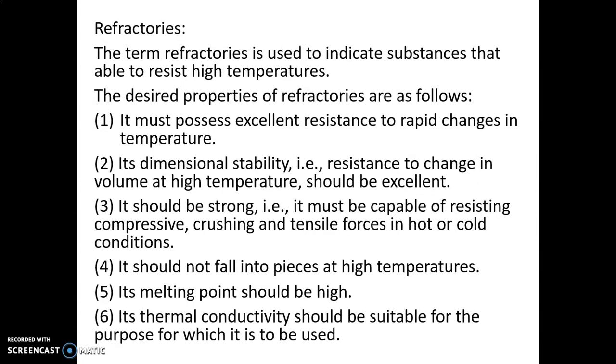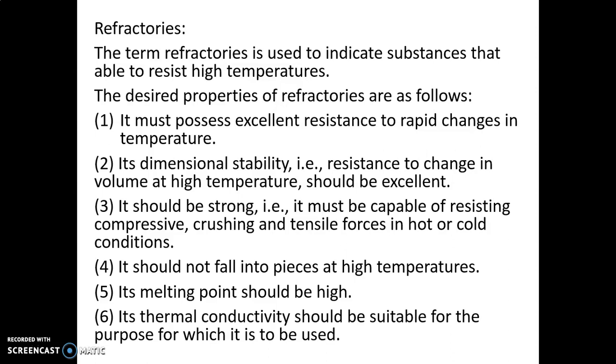Refractories. The term refractories is used to indicate substances that are able to resist high temperature. The desired properties of refractories are as follows. It must possess excellent resistance to rapid changes in temperature. Its dimensional stability, that is resistance to change in volume at high temperature, should be excellent. It should be strong. It should have a high compressive strength in hot and cold condition. It should not fall into pieces at high temperatures.